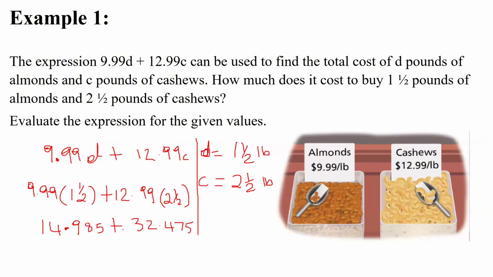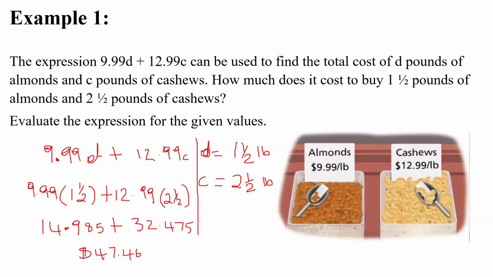All right, so now that we have multiplied, we are going to add. We need to add 14.985 plus 32.475, which gives us 47. So remember, we're talking about money because we need to know the cost for the two items there. It's going to be $47.46. So the cost, evaluating this expression, to find the cost for 1 and 1/2 pounds of almond and 2 and 1/2 pounds of cashews, the total cost is $47.46. So evaluating an expression is very easy.